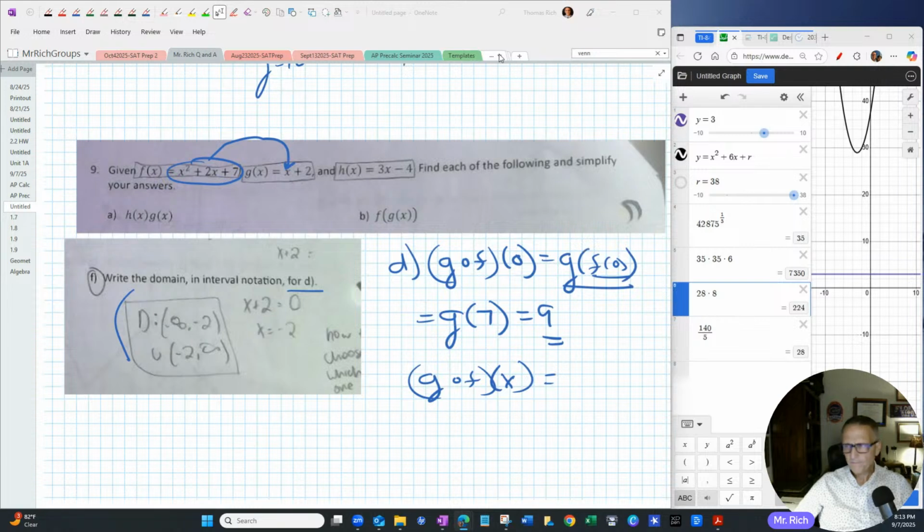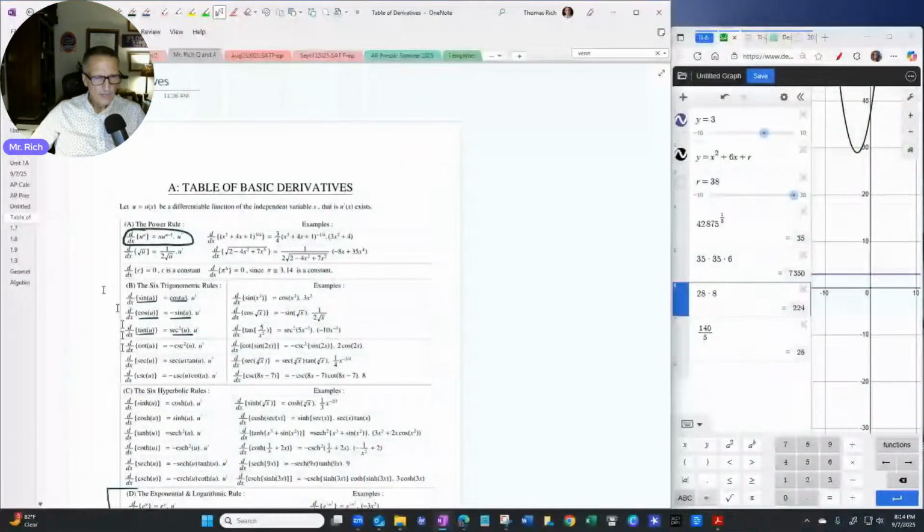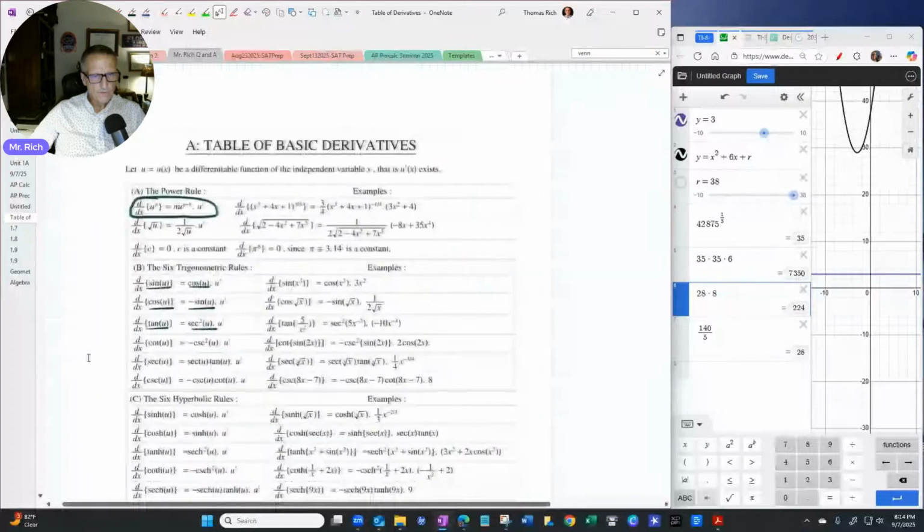I'm going to put me back on full screen and pull something else up here. What I'm going to show you is maybe a table of derivatives. Let's take a look, going into my Calc AB archives. Yeah, this looks good. I'm going to pull in a table of basic derivatives. And here we go. All right, let's go back to sharing my screen.